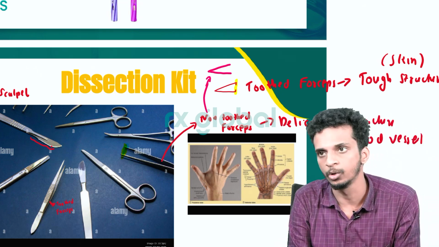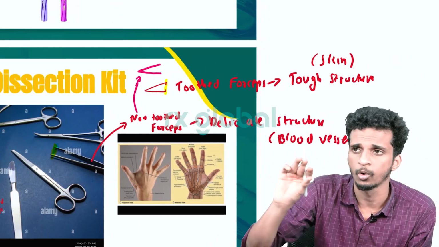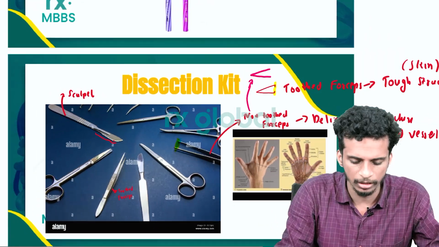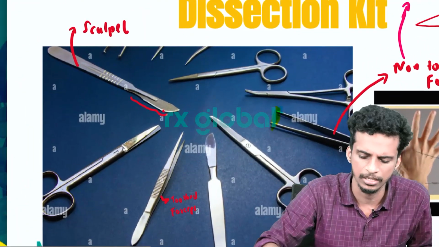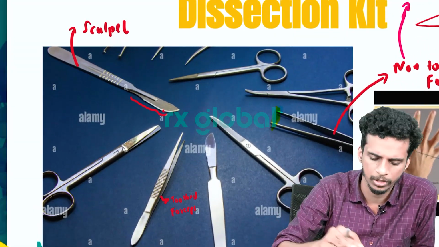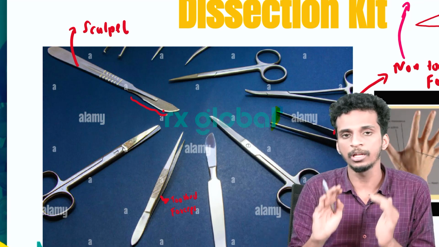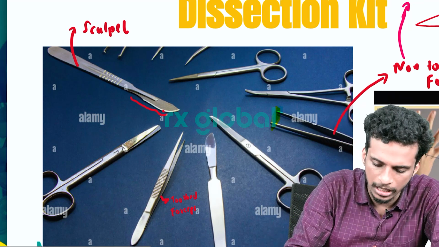Okay, so for that I need toothed forceps. I'll be using toothed forceps to hold tough structures. So these are the three important. You have many scissors, you have different types of forceps, you have scissors and all. But usually in a dissection kit, what is essential?